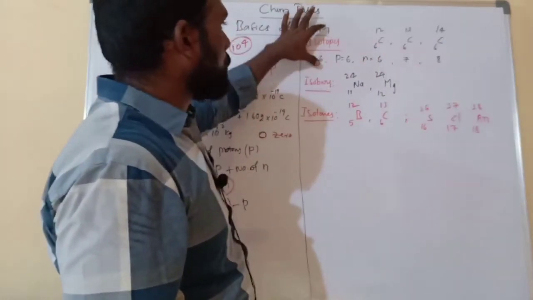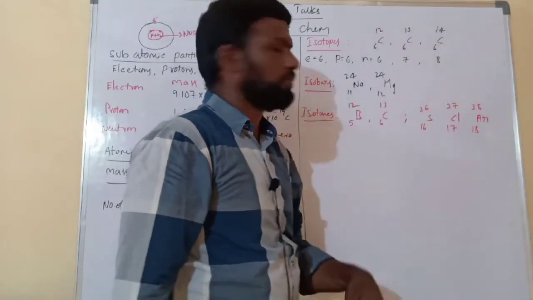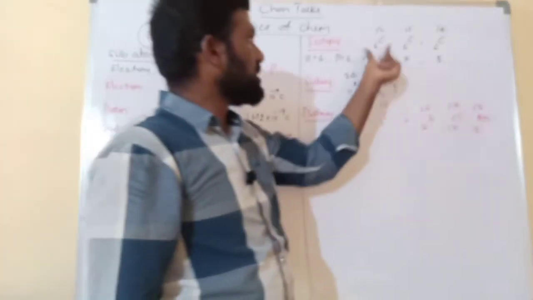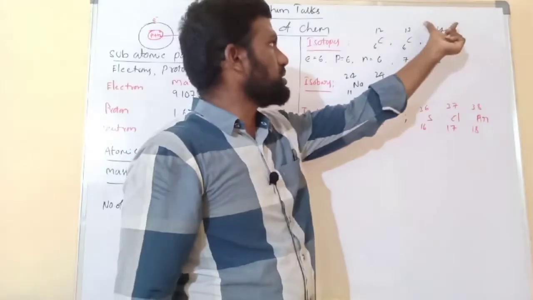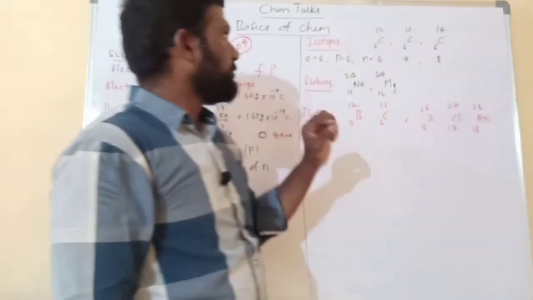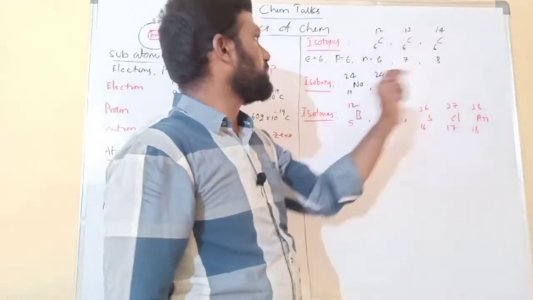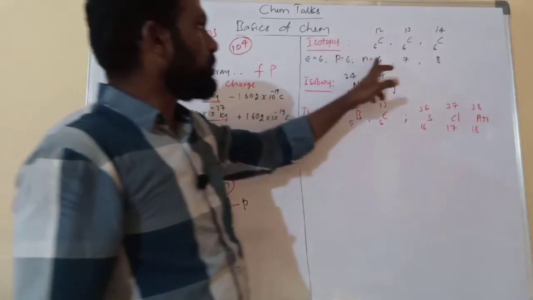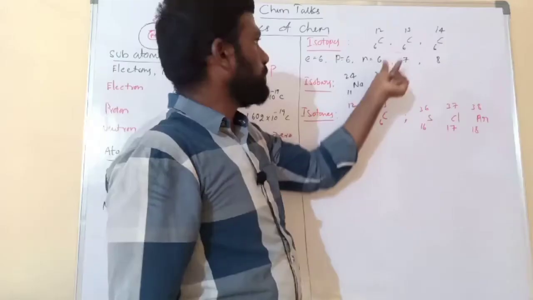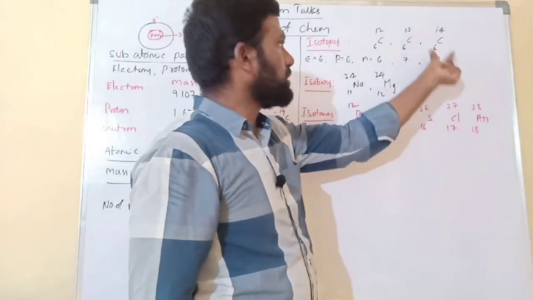That means isotopes have same atomic numbers but different mass numbers. What are isotopes? The species having same atomic number but different mass numbers are called isotopes. Then what makes the difference in mass number? The main difference in the mass number is due to the difference in the number of neutrons. See, in the first isotope there are 6 neutrons, in the second isotope 7, in the third isotope 8.